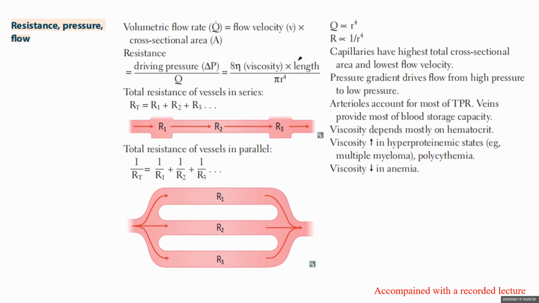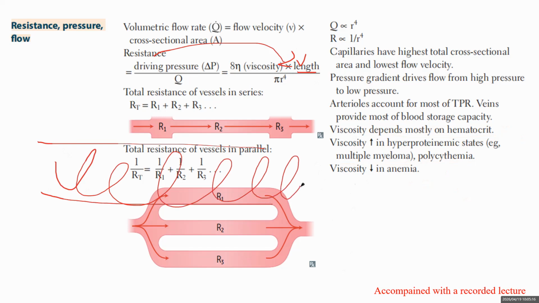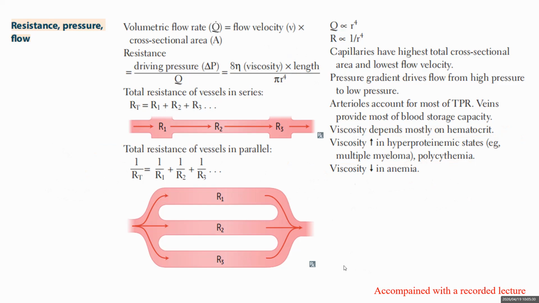Now the other part is the length. The resistance also depends upon the length of the vessel. You have to remember that if the vessel is longer, there is more surface area to cover and more friction it can face, so the resistance also increases. But if the vessel is shorter, the resistance is automatically lower, right? But in normal physiology, vessel length does not change rapidly, so it is less important as compared to the radius. That's why we call the radius the major determinant of resistance.